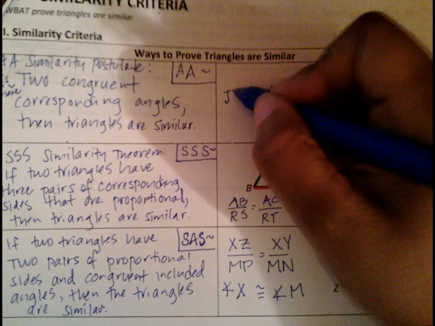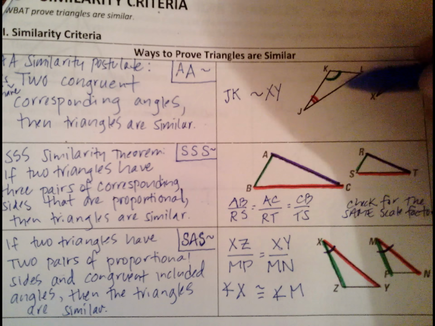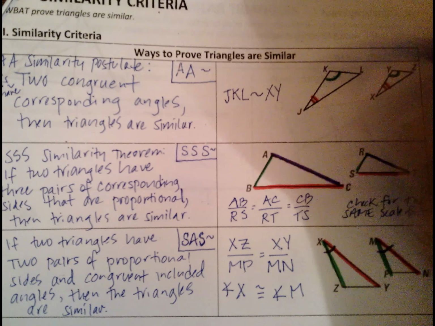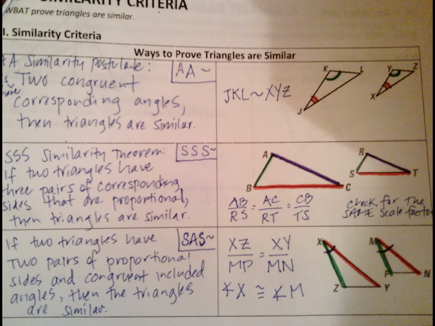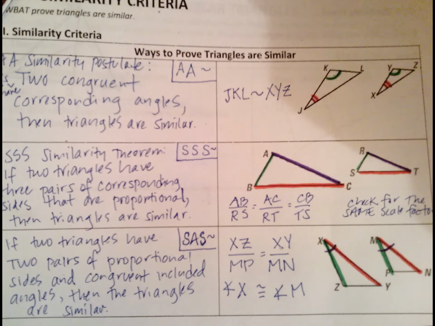So that's going to be the next letter, and in the second triangle, Y is going to be the second letter. And of course, the last letter here is L, and the last letter here is Z. So the similarity statement would be JKL is similar to XYZ. Writing the similarity statement is just as important as proving whether or not the triangles are similar. Okay, so keep that in mind going forward.